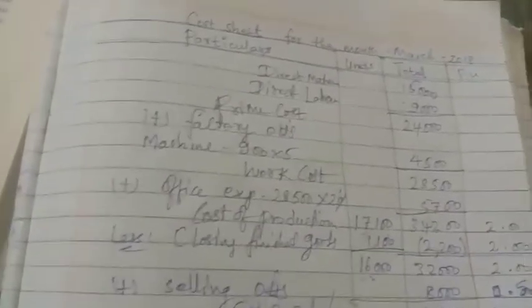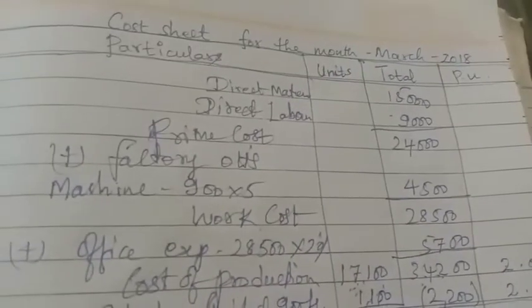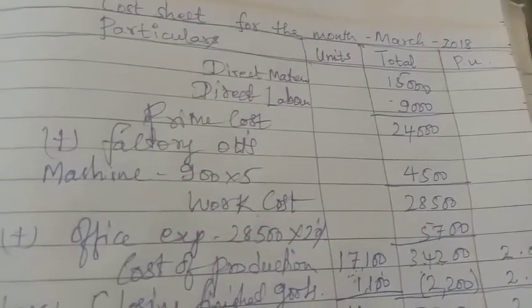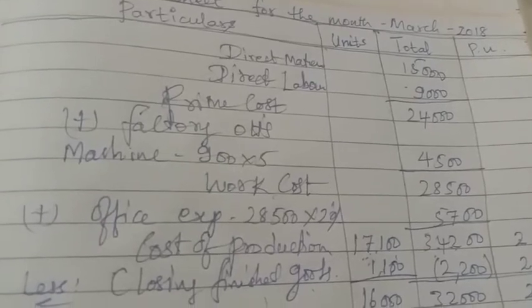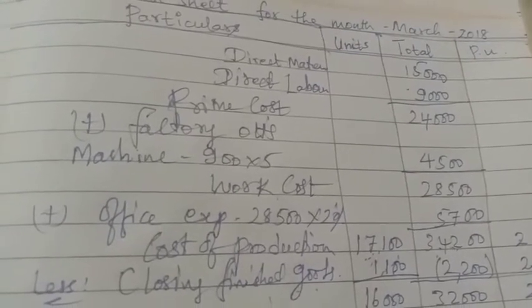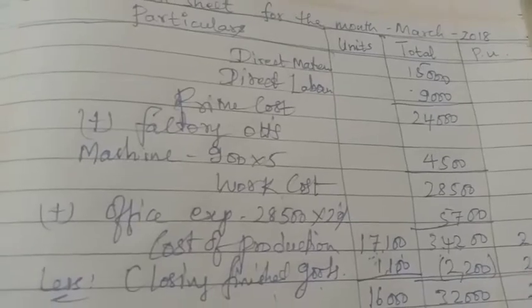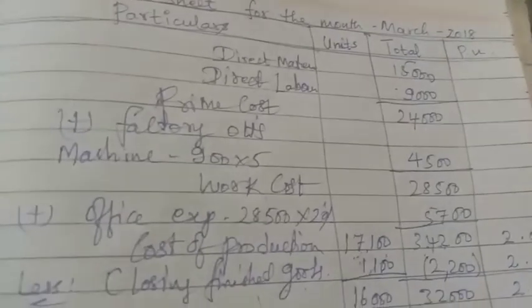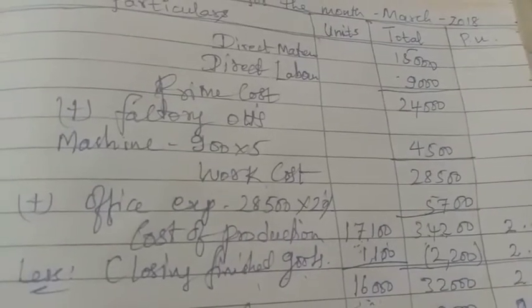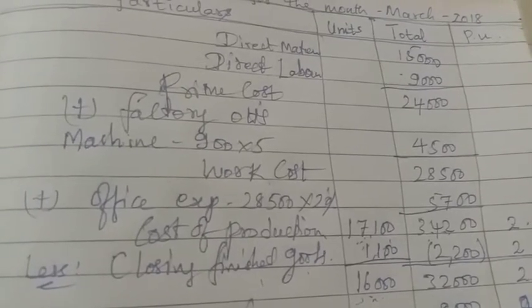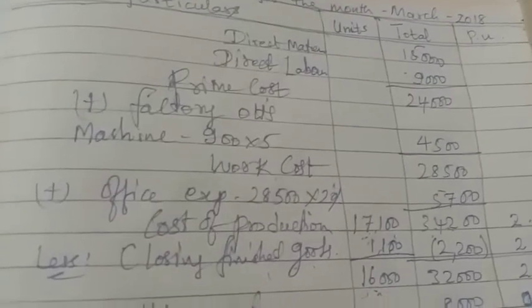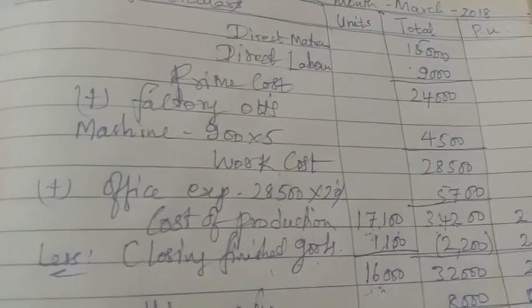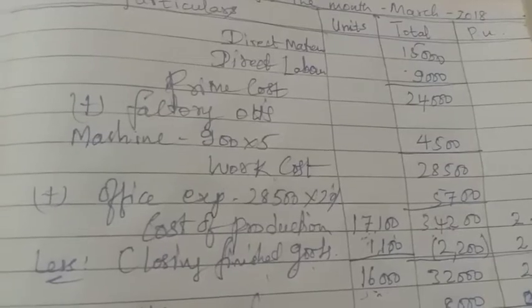Okay, so this is the new adjustment in this problem. See that direct material, direct labor we taken to prime cost, factory overheads we added. They are given machine hours, how many hours it worked, 900 hours. What is the per hour rate? 5. So 900 into 5, you will get the amount of 4,500. Then work cost. From the work cost, they stated that 20% of work cost will be the office expenses. So that also we calculated. After that, you will get the cost of production.